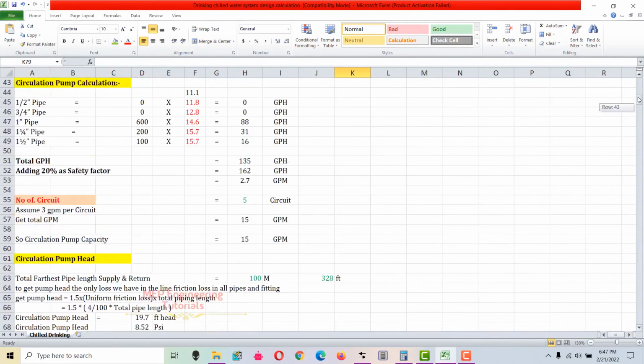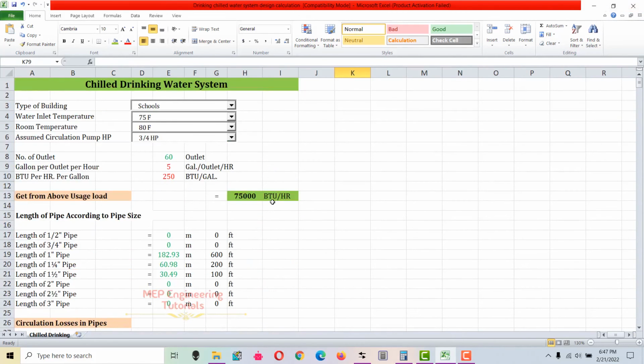So this is how you can do the calculation for a chilled drinking water system.